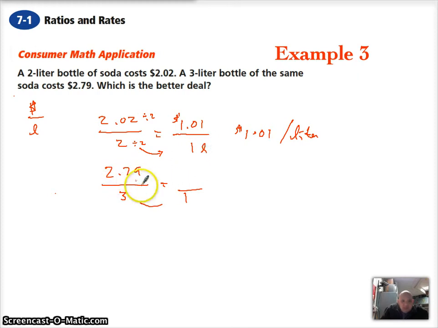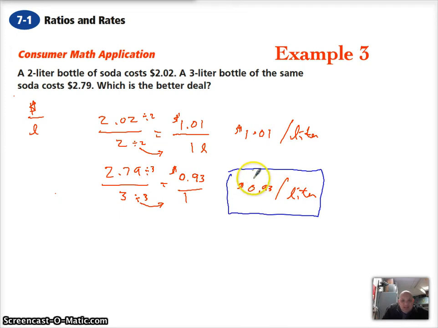Now we take the 279 and the 3, and in order to essentially simplify that to a unit rate, we're going to divide top and bottom by 3. Get a 1 here, and at the top I've essentially got less than $1. I've got 93 cents. 93 cents per liter. So which is the better deal? Well, my answer has to be it's that 3-liter bottle. It's about 8 cents cheaper than the 2-liter bottle.